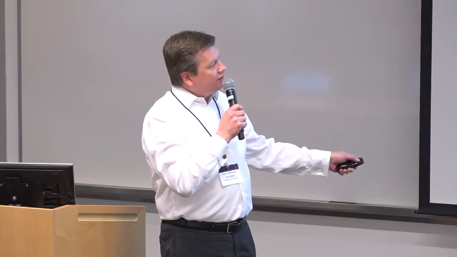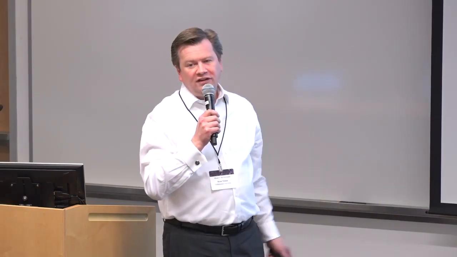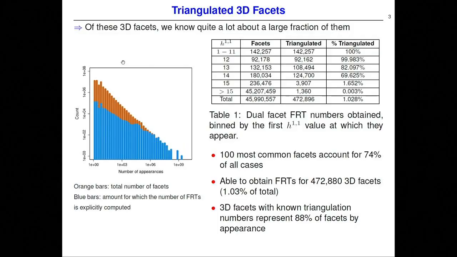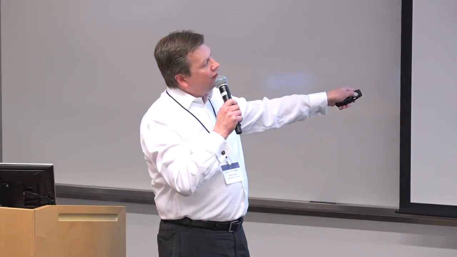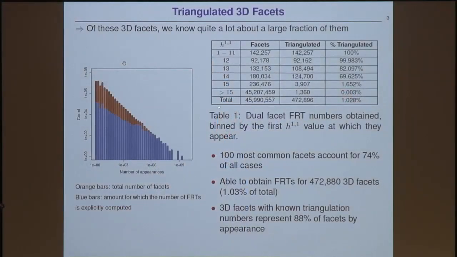And then we're going to take the products of them, just a naive product, and estimate the number of triangulations from that. We know a fair amount about these at low h11 value. Up through 11, we had triangulated all the 3D facets that appear, and a fairly good subset for 12, 13, and 14, and then we start to lose.